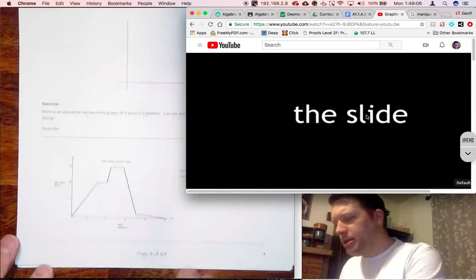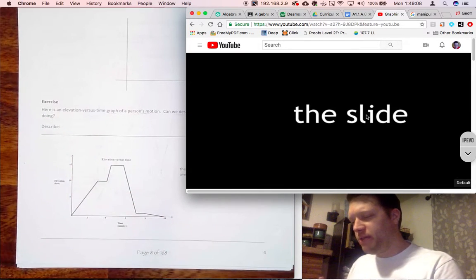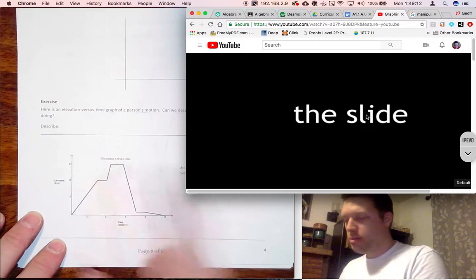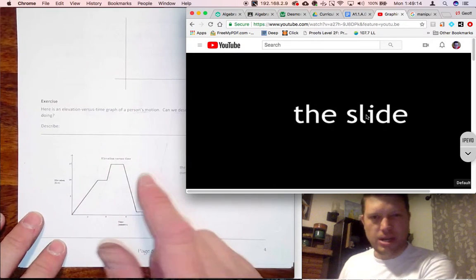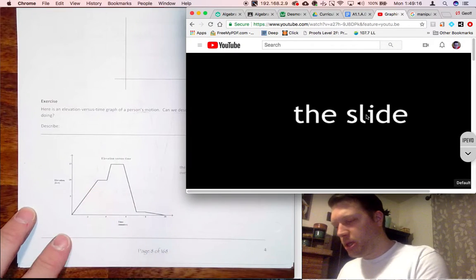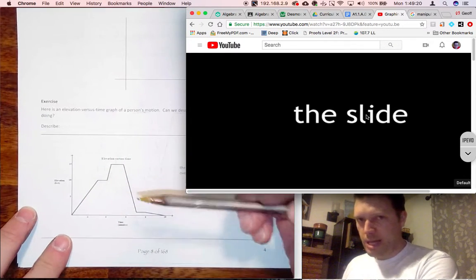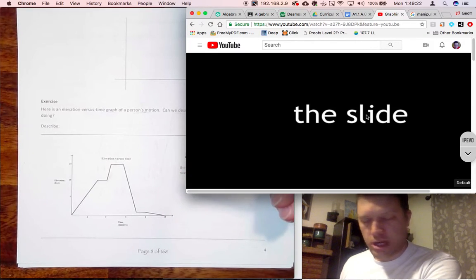Think about what's happening in the next exercise. It's still an elevation versus time graph. What did it mean if the line looked like this? Almost answered it. I think you should answer it. What does it mean when the line looks like this? Because it's flat. What's happening to the person as they're traveling?